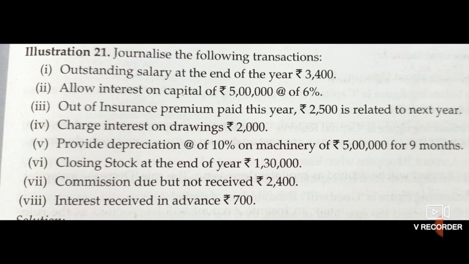Next, closing stock at the end of the year rupees 1,30,000. This closing stock will be transferred to trading account at the end of the year, so we will pass the entry accordingly. Next, commission due but not received rupees 2,400. It means commission is receivable 2,400. And last, interest received in advance rupees 700. It means we have received the interest before it is due rupees 700. So let's solve now this problem. Let's pass the journal entries here.